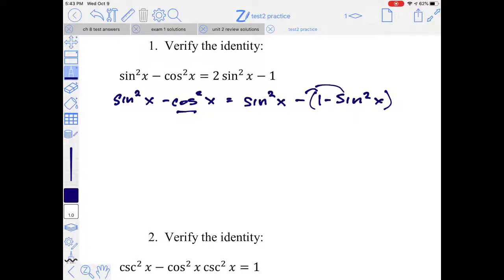So then if we distribute that minus sign, we get sine squared x minus 1 plus sine squared x. And we got 2 of those sine squared, so we would have 2 sine squared x minus 1.